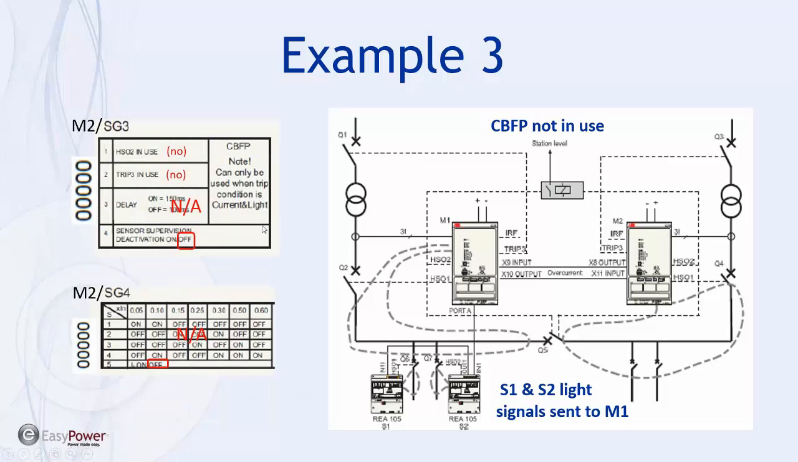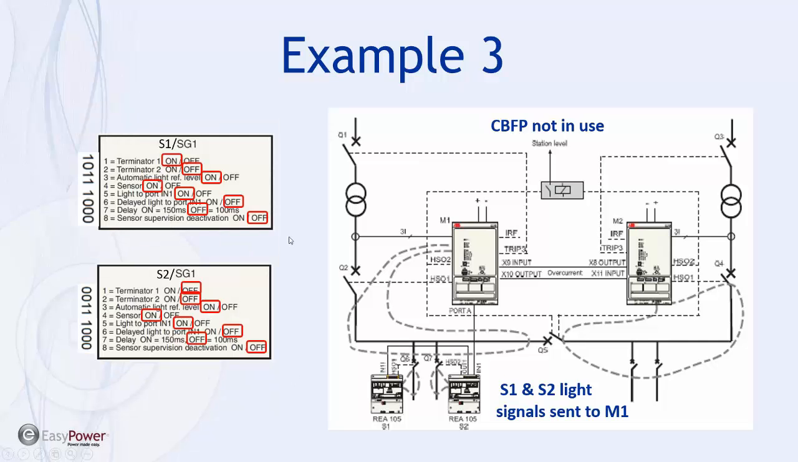Now using breaker failure, no ground input connected. Now we'll look at the switch settings for the REA 105 extension units. Here I turn breaker failure off, and the light to the port input 1, the light to the main, has been turned on. The reason I did this is just, it's not a typical application.